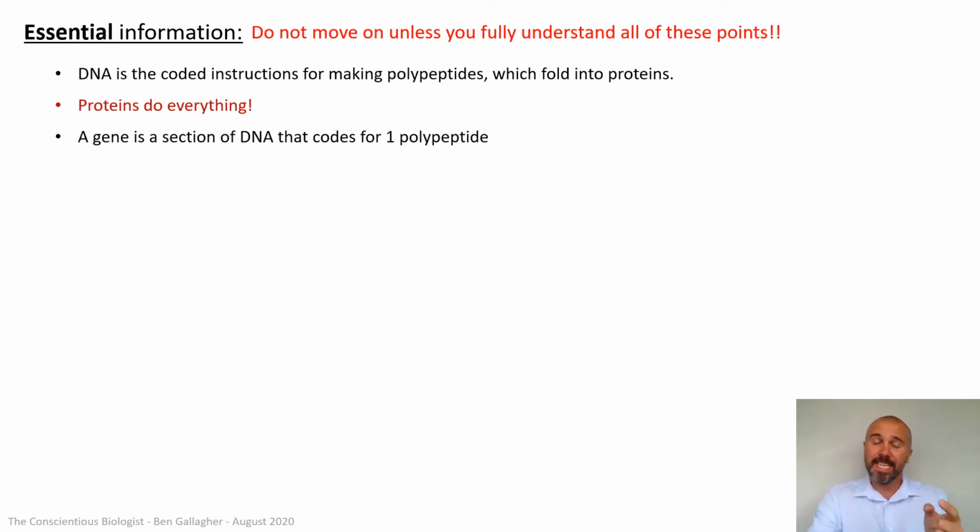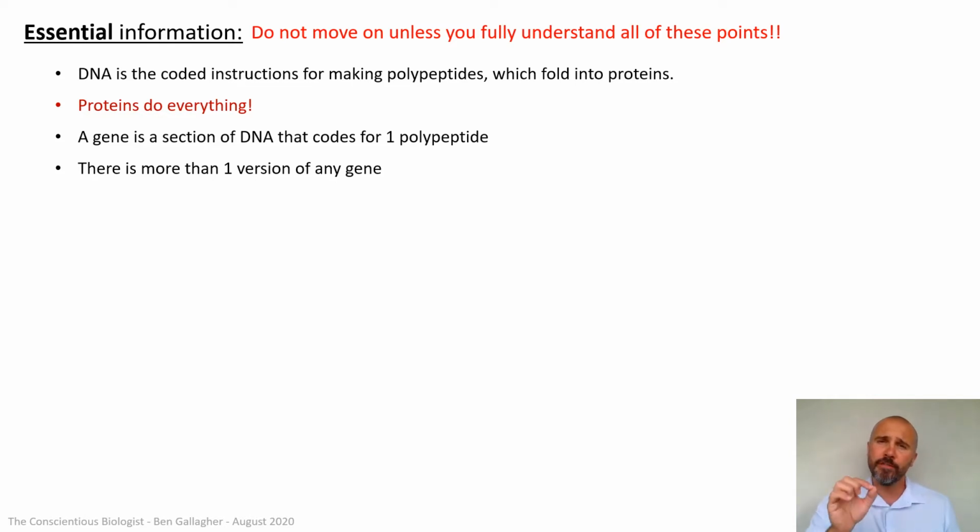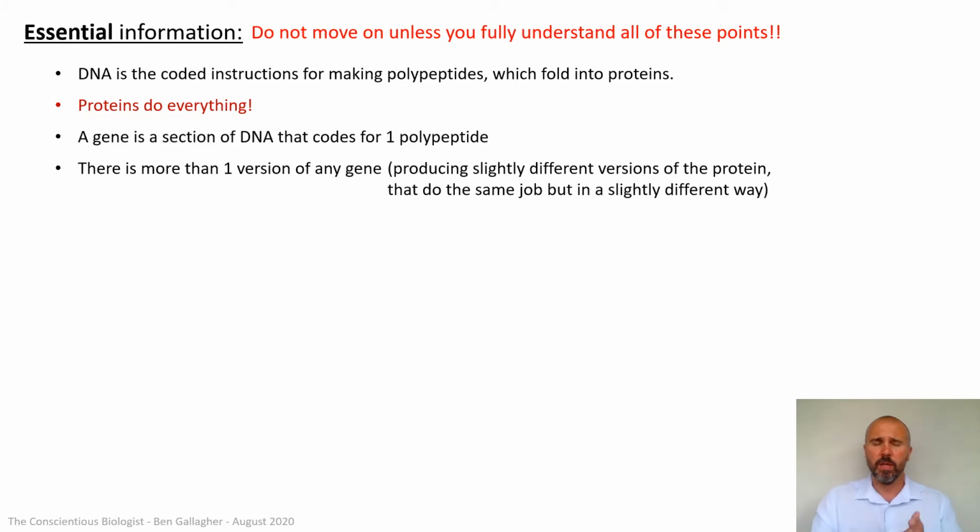Therefore, the DNA, the sections of DNA coding for those proteins are vitally important. A gene is that section of DNA that codes for one polypeptide that will then fold into a protein, of course. But, and this is new information, there's more than one version of any one gene. Okay? What that means is that the different versions produce slightly different versions of the protein that does the same job but in a slightly different way.